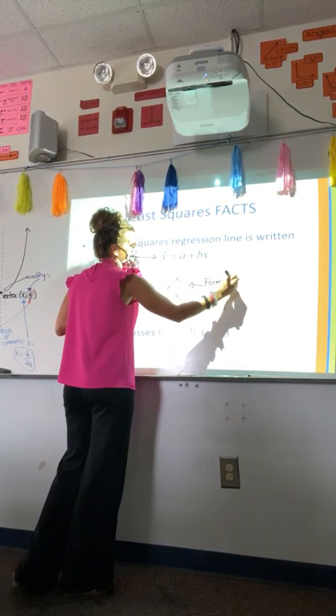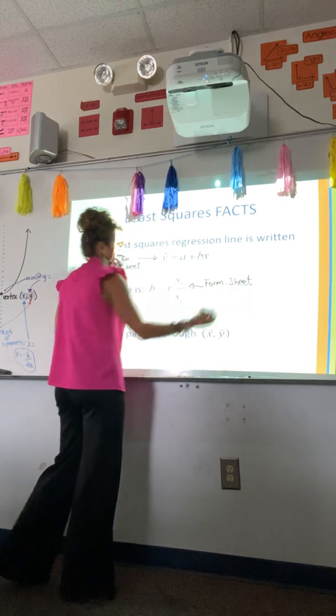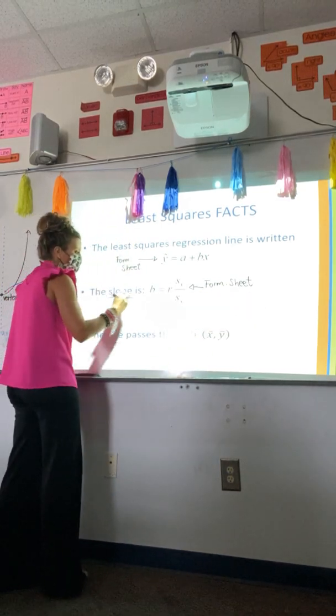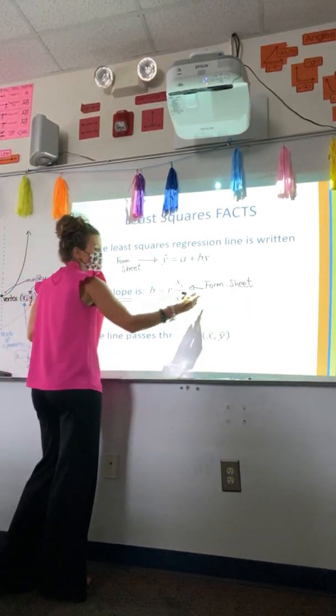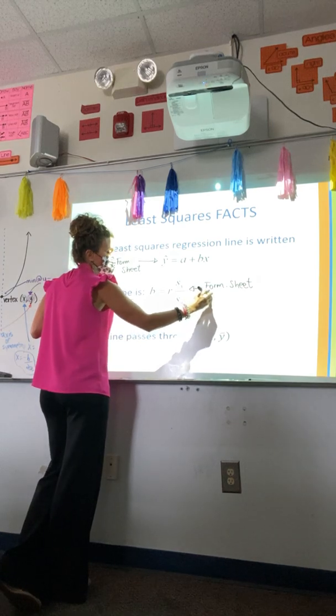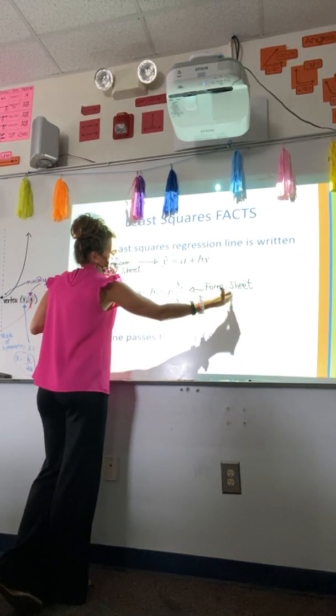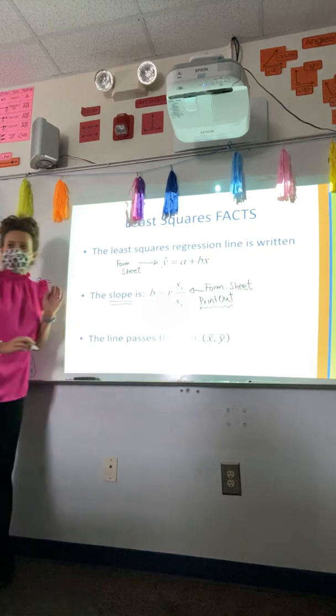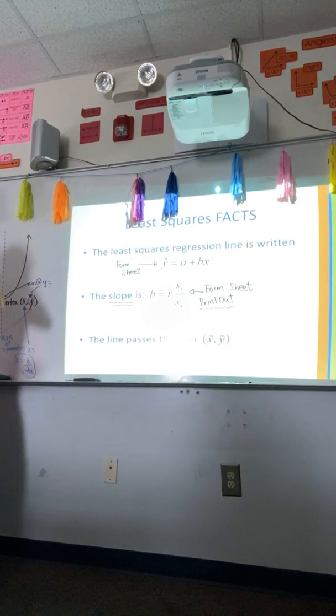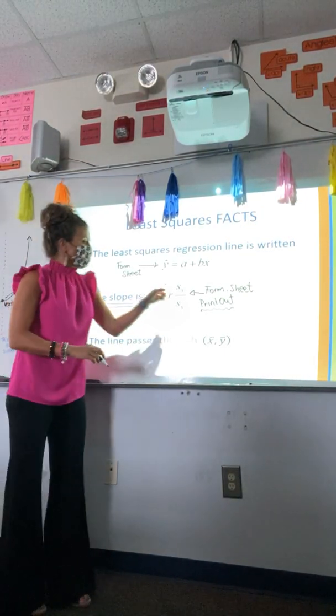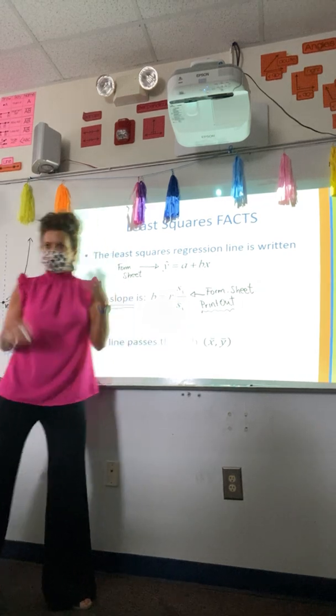And this seems like, man, why in the world would I need a new formula for slope? You're going to use this if you get a computer printout. So if you see a computer printout and I need you to write the equation of a line, you're going to use that on the computer printout, okay?